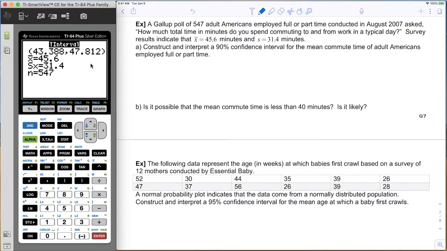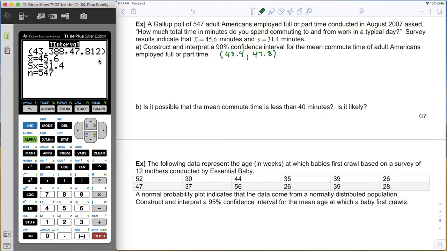So at the top here, we have the interval. It's in interval notation. That's what these parentheses are. And then it kind of spits out the statistics for us. So let's write this down, our confidence interval. So I'll just round to one place because x bar was given as one place. So I have 43.4, comma 47.8.